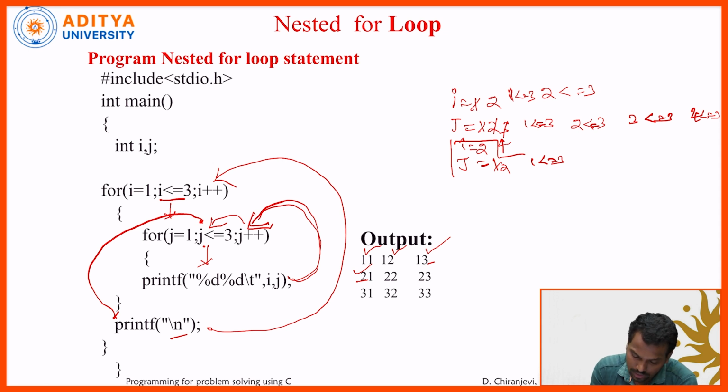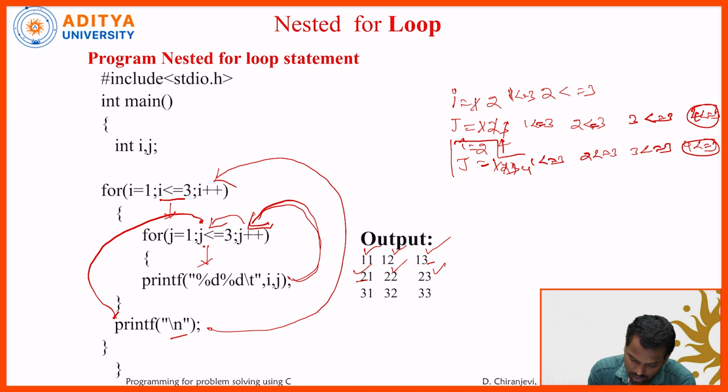If this is true, it will print the i and j values again. The i value is currently 2 and the j value is 2, so it prints 2 2. After that, again update, so the j value became 3. Earlier it checked 2 less than or equal to 3, now 3 less than or equal to 3, so true. Again it is printing i and j, so the i value is 2 and the j value is 3, so it prints 2 3. Now the j value updates to 4, now it will check 4 less than or equal to 3, false. So earlier also it was false.